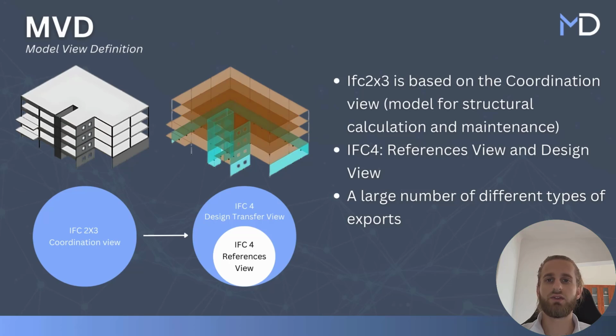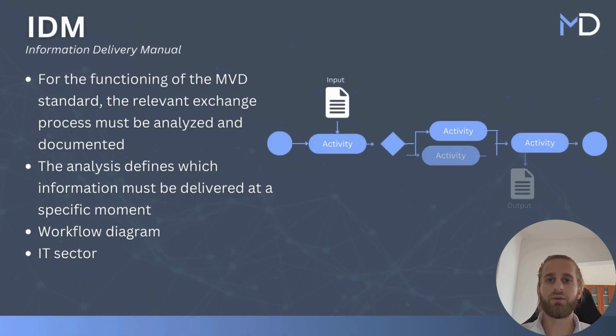This is defined within the BAP or BIM execution plan and through the MVD or model view definition. The IDM or information delivery manual is similar to process maps for the functioning of MVD and all export and import processes. It defines how to make a 4D BIM model and 5D BIM model also. IDM focuses on the background part of the IT sector, essentially a workflow diagram. For example, when you click a button, it determines what you will export.